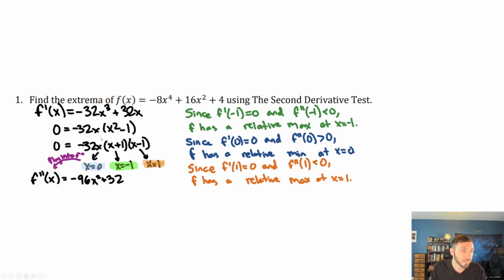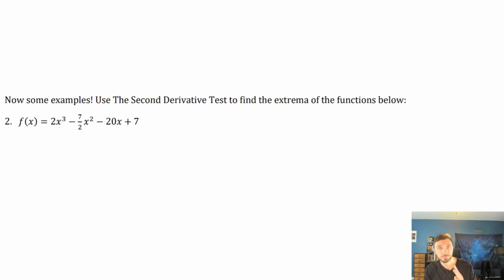So that's the process, okay? Take the derivative, set it equal to 0, find those critical points, plug them into F double prime. If it's a positive number, concave up, min. Negative number, concave down, max. Give it a go. 3, 2, 1.